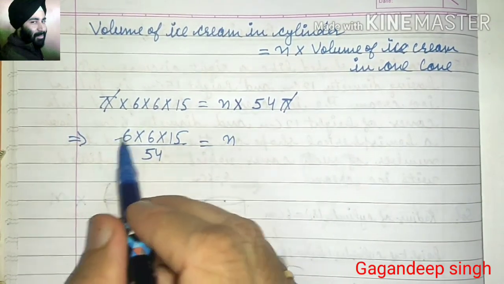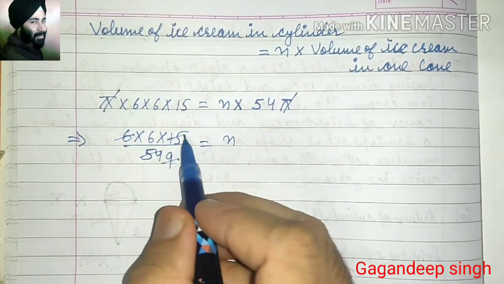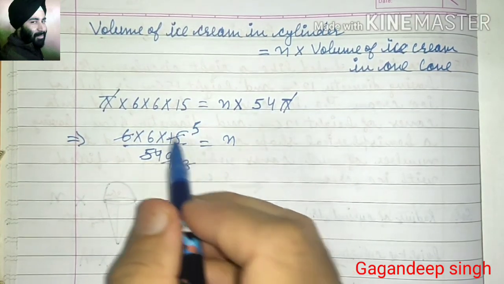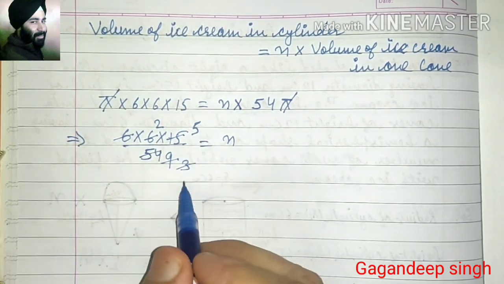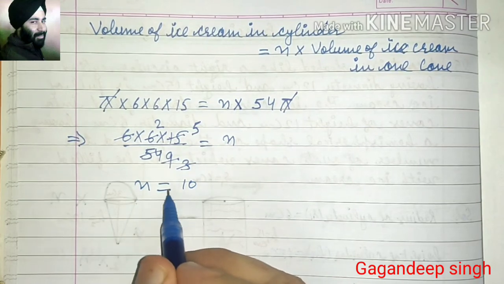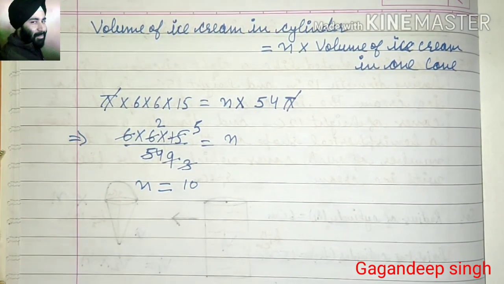Now cancelling. 6 9s are 54, 3 3s are 9, 3 5s are 15, and 3 2s are 6. So 2 5s are 10. So number of cones is 10. So there can be 10 cones which can be filled with ice cream.